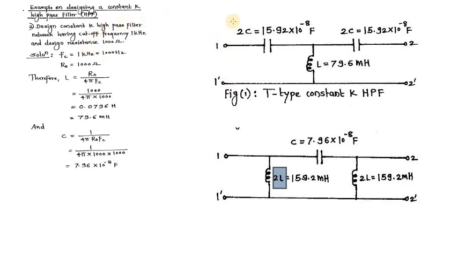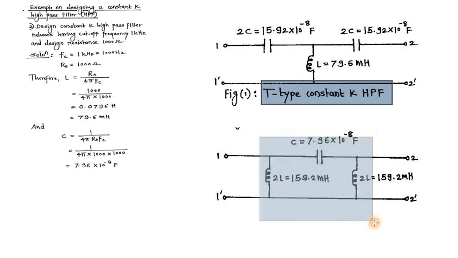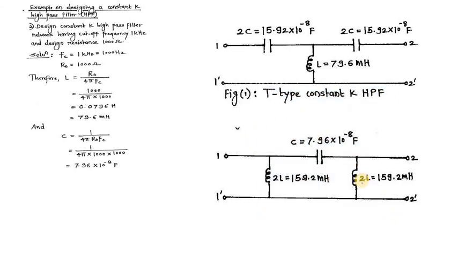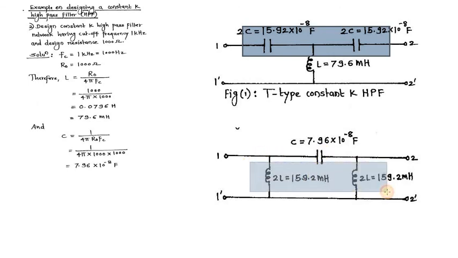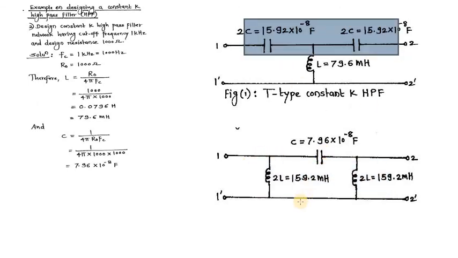You have to keep in mind the differences between the T type constant K high pass filter and the T type constant K low pass filter, and the pi type constant K high pass filter and the pi type constant K low pass filter. As I already said, the difference was the elements in the series arm and the elements in the shunt arm.